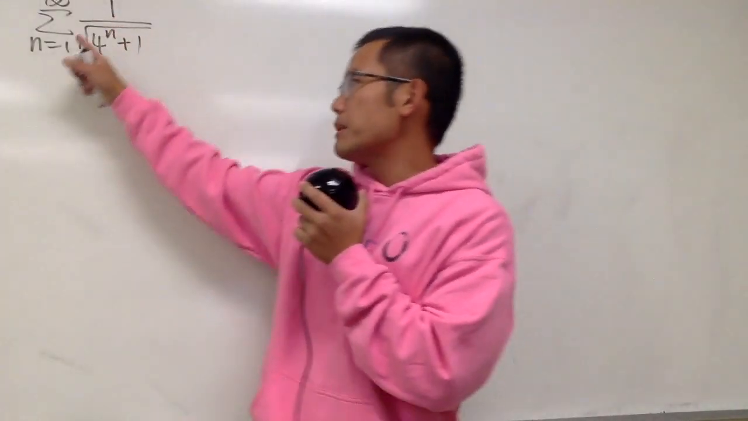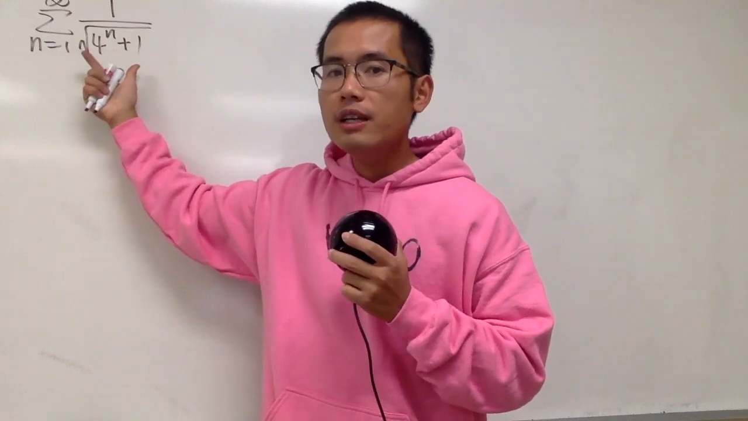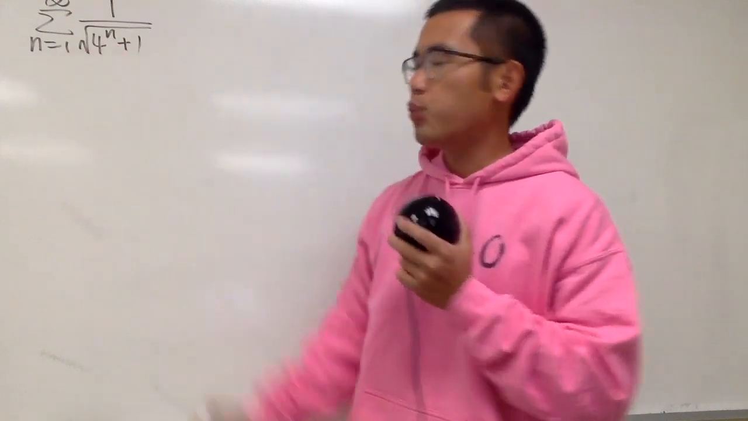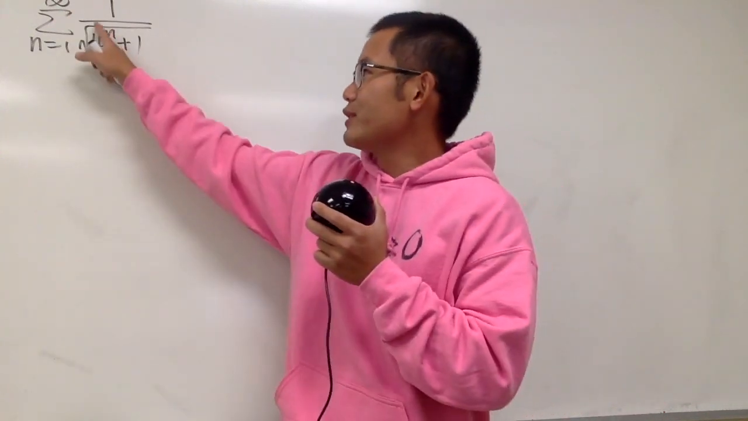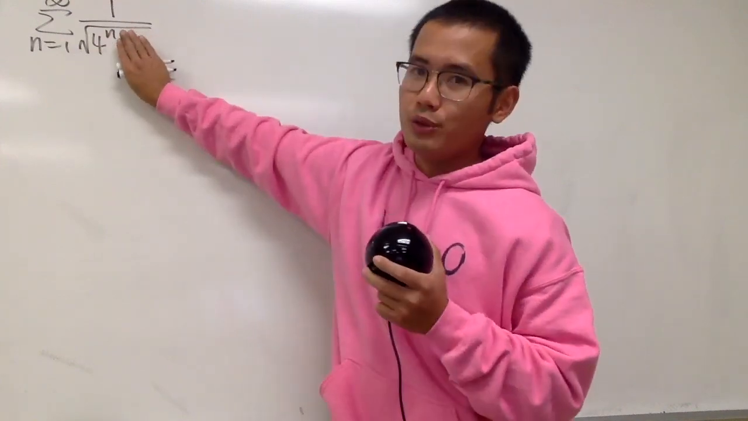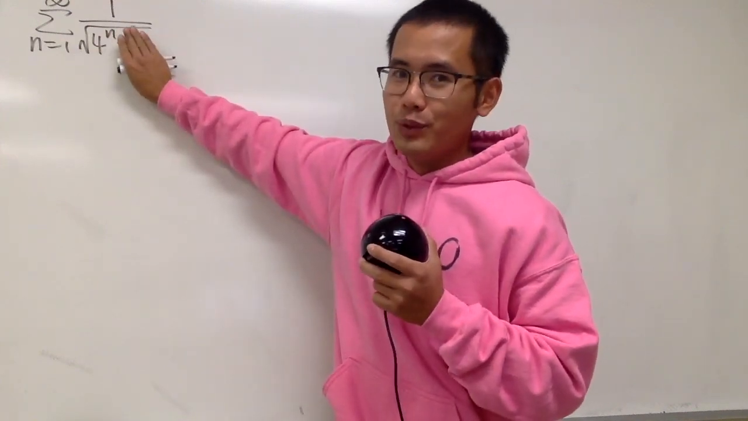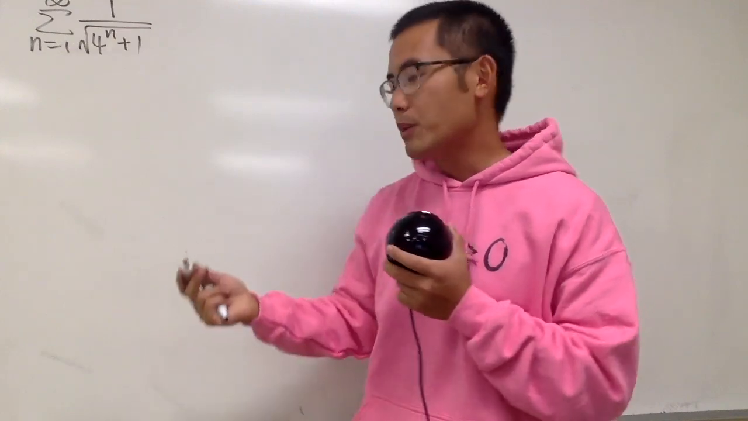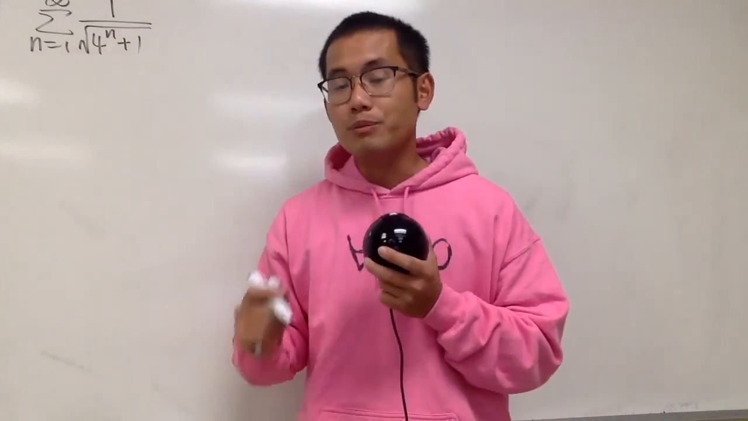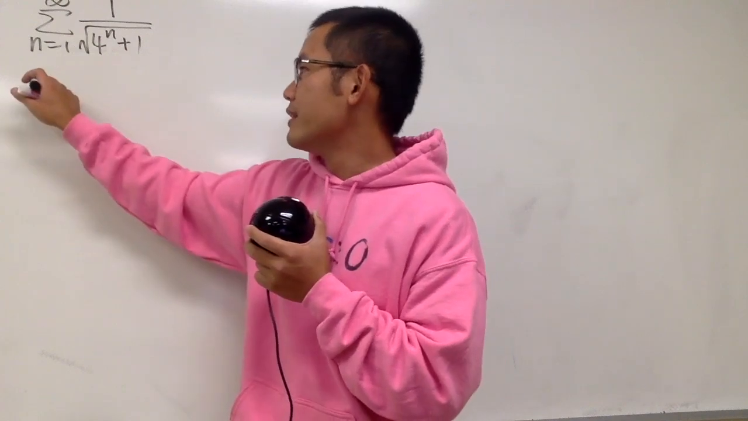We have the sum as n goes from 1 to infinity of 1 over square root of 4 to the nth power plus 1. And apparently, this is the only part that we have at the end. The plus 1 usually doesn't matter, right? So it's a good idea to just ignore that and see what kind of series we come up with, and that will be the one that we know. Hopefully, we can draw a conclusion on that one nicely.